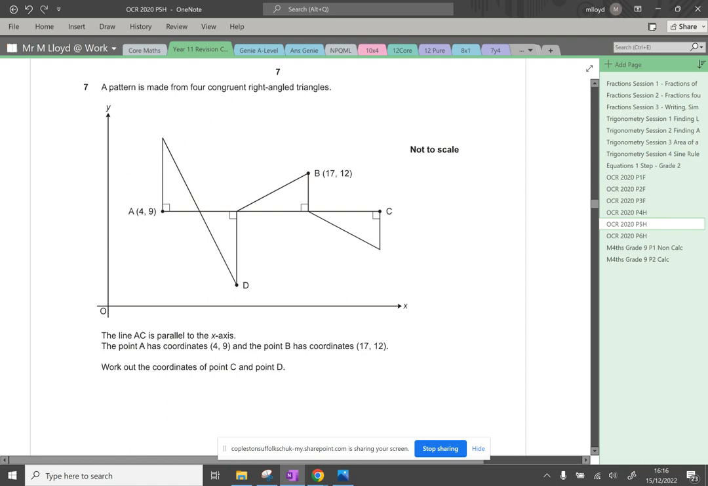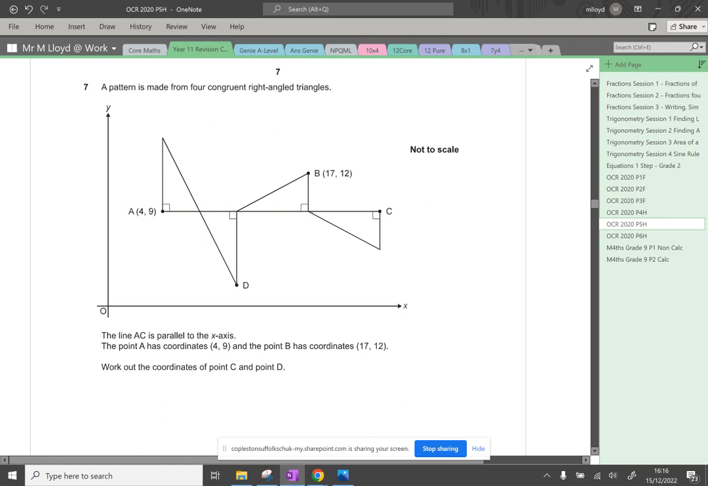A pattern is made from 4 congruent right-angled triangles, which means they're all exactly the same in exactly the same way. The line AC is parallel to the x-axis, which is really helpful. So as we move across from A to C, that means the y value won't change. And the point A has coordinates 4, 9, B 17, 12. Okay, work out the coordinate points of C and D.